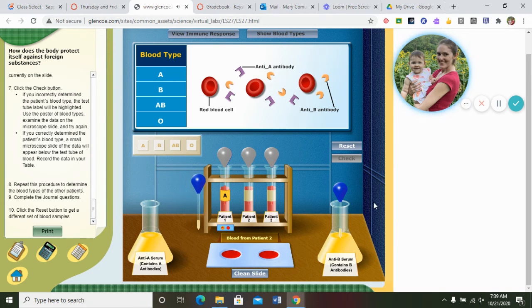So we'll move on to patient 2. Okay, so now we see that it's clotting with both. So I'm going to hit type A again. We know it's going to be wrong, but I want to show you what it looks like. So see how it highlighted itself? That means that I was incorrect, and now I can pick a new one. Now, knowing that it clotted with both of them, it's not going to be A and it's not going to be B. That particular type is type AB.